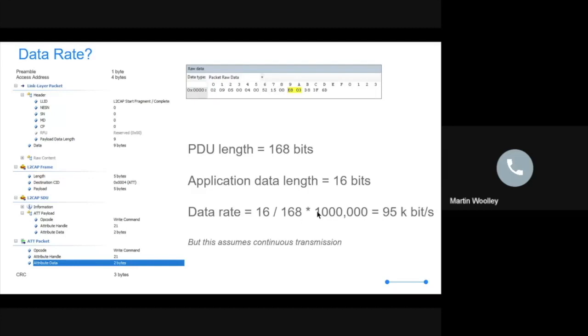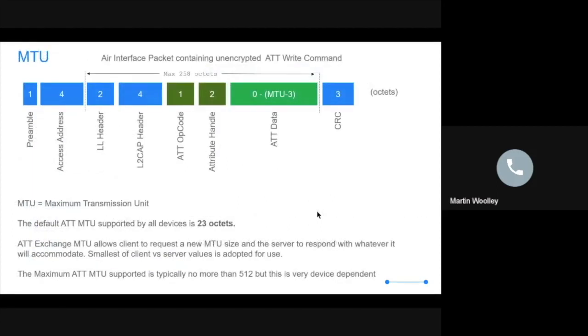Now, there are a number of variables, and symbol rate is one of them. Packet size and the proportion of application data is another one. I'm going to take you through some others now. Most of them you have some control over. The MTU stands for maximum transmission unit.